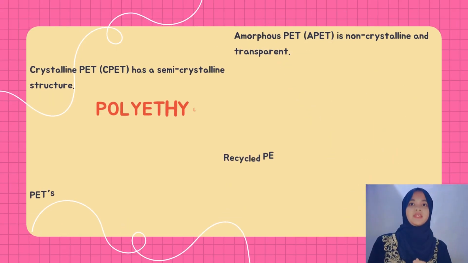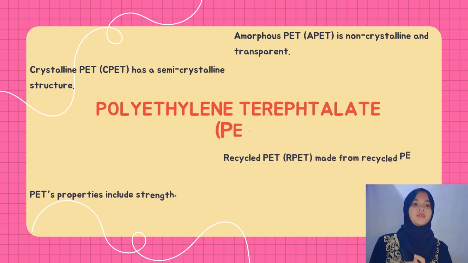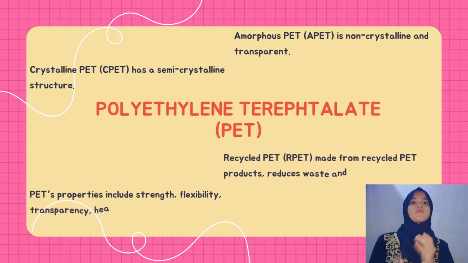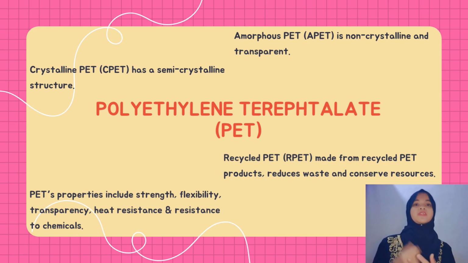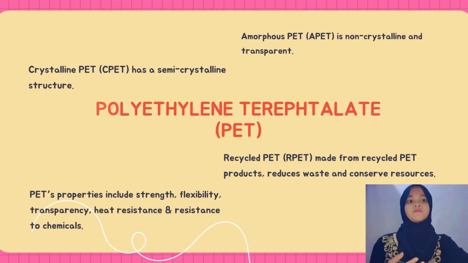For polyethylene terephthalate, PET is amorphous, non-crystalline and transparent. Crystalline PET, CPET, has a semi-crystalline structure. Recycled PET, RPET, made from recycled PET products, reduces waste and conserves resources. PET properties include strength, flexibility, transparency, heat resistance, and resistance to chemicals.